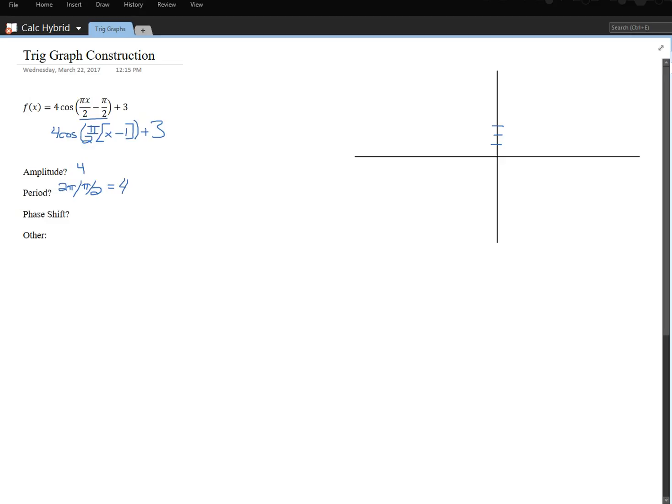The phase shift here, we've now correctly identified by factoring. That's going to be right by 1. And we have another transformation up by 3. So you can see I've already kind of prepared to do the vertical transformation first. That's definitely what you should do for most wave type of situations. So there we go. We'll label it as up 3.